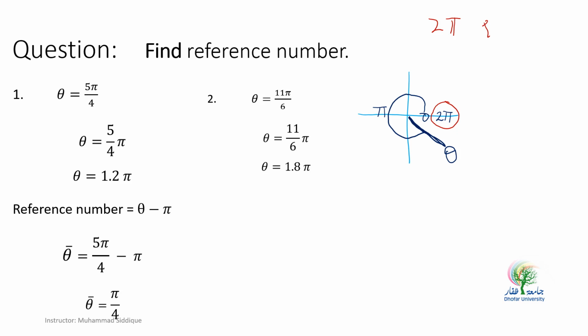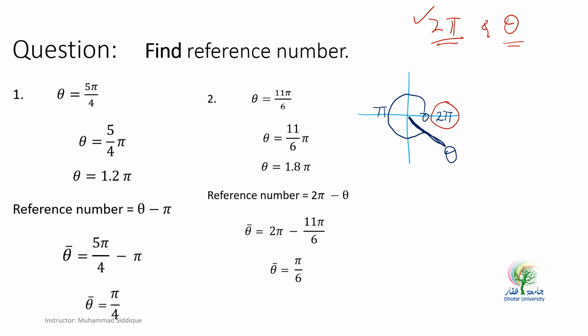Tell me, 2 pi and theta, which is larger? Yes, 2 pi is larger. So 2 pi minus theta, we can find the distance. We will put the value of theta and we will get the reference number. Keep in mind, we denote the reference number by putting a bar on it: theta bar. This is the symbol for reference number.